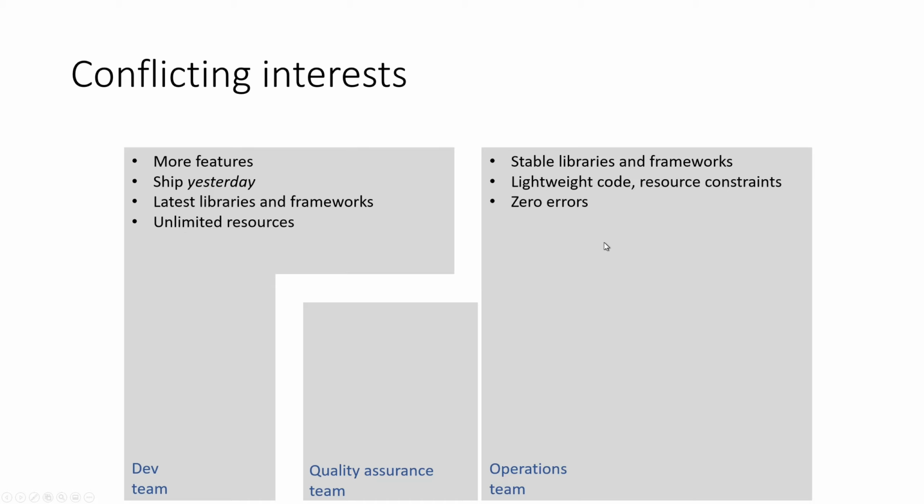On the other side, we have the operations team and the quality assurance team. They want to use stable libraries and frameworks so that the environment doesn't change as often. They want lightweight code that uses few resources, and they want zero errors so that the users don't complain and so that they don't have to address errors at midnight or Sunday morning. So these conflicting interests can be worked around, but they're there.